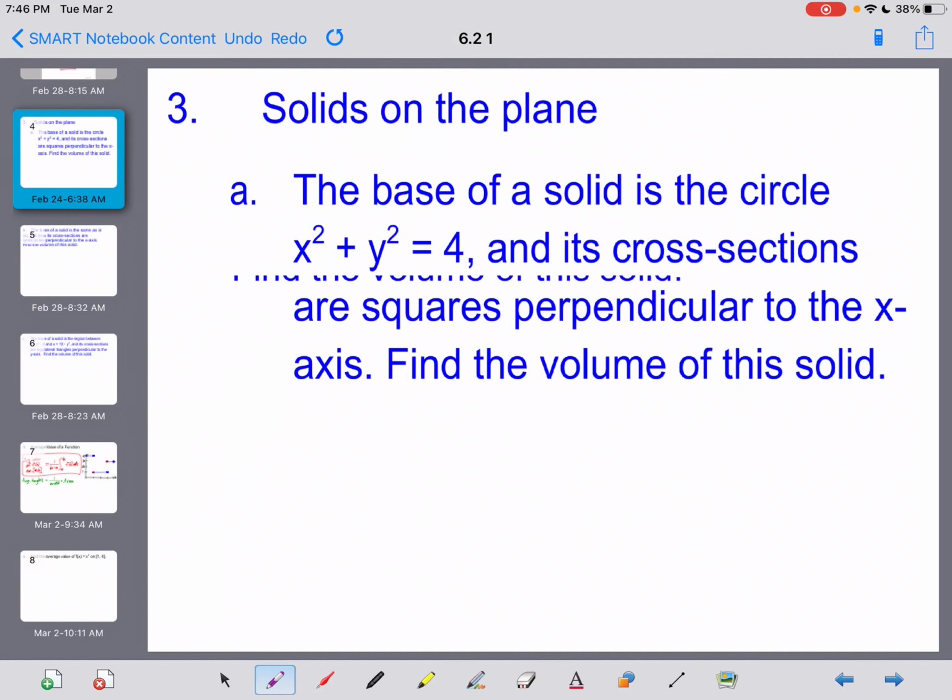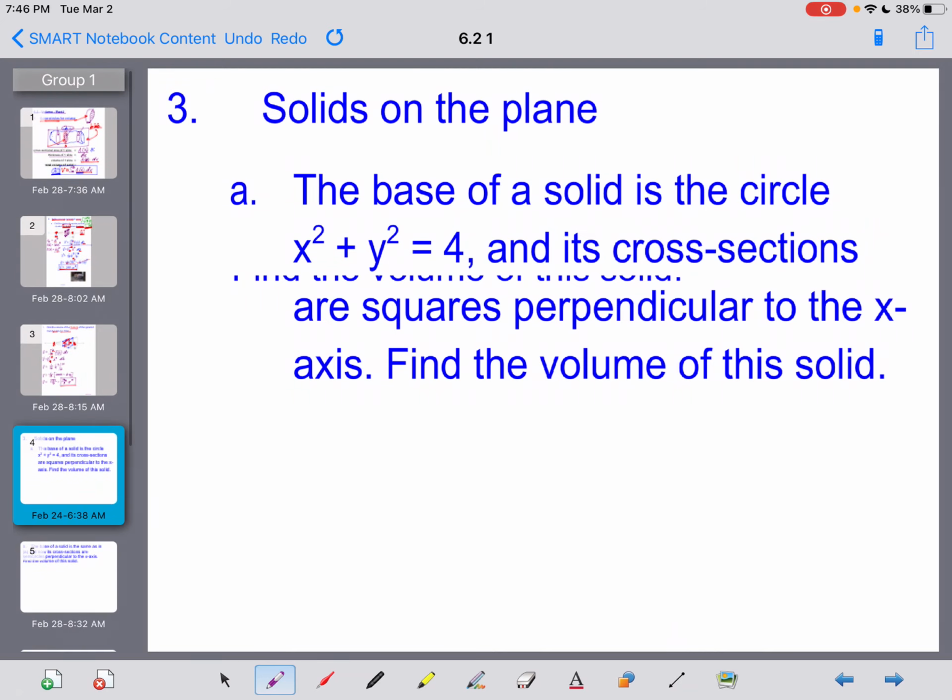Okay, guys, moving into the second part here of our notes in 6.2. We talked about solids along the axis, pyramids and cones being one of the three-dimensional solids we can create and measure here. Now we're moving on into the second part, solids on the plane. There's not really a whole lot of prep work that needs to be done here. We're just going to dive into our first problem.